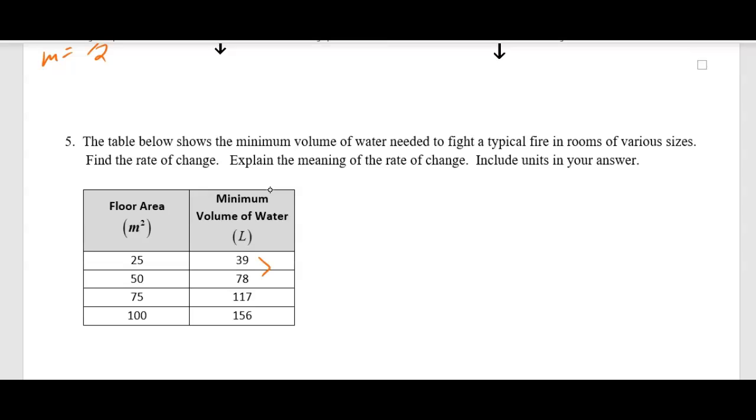Okay, so over here I'm going up 39. It's positive. Over here I'm going up 25. So my change in y over my change in x equals 39 over 25. 39 is prime, so you can't reduce this. It also says include units in your answer. So this is our rate of change right here. My rate of change is 39 over 25.